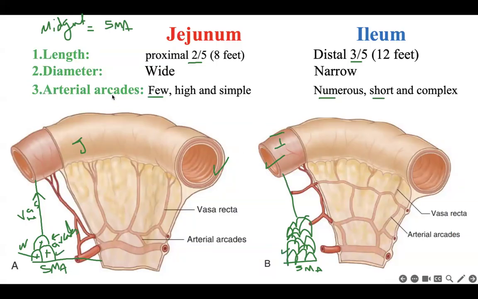Okay. What about the vasa recta? The vasa recta in the jejunum is long. The vasa recta of the ileum is short. Okay, what about the windows? The windows in the jejunum are visible, you can see them because the arcades are fewer. But in the ileum the windows are hidden, so they are invisible.